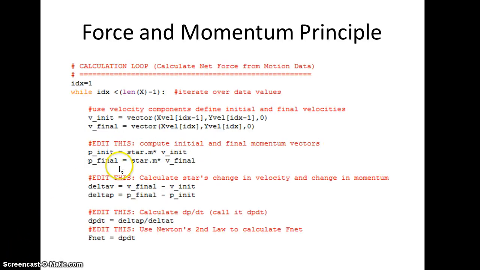In the second while loop, v initial and v final are found and later used to find p initial and p final, which show the momentum by multiplying the star's mass and the respective velocity. Delta v and delta p are also found knowing these needed values. As shown previously, dp dt is equal to delta p over delta t. Fnet is equal to dp dt according to the momentum principle.